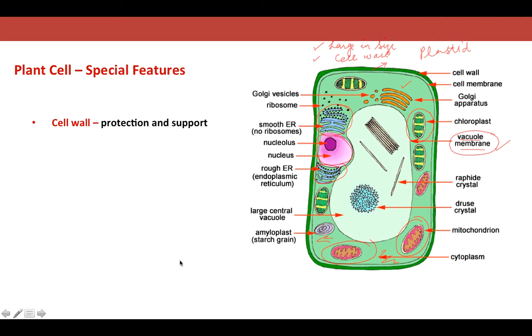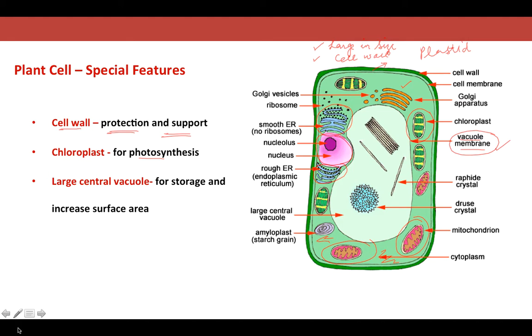So if I talk about the plant cell special features which differentiate it from the animal cell, it is the cell wall, which helps in the protection and support of the plant cell. There are chloroplasts which are there for photosynthesis, which are absent in an animal cell. There's a large central vacuole that we have for storage and increased surface area. Okay. So this is what the basic difference is between the plant cell and the animal cell. And both of them do cell division either by meiosis or mitosis.